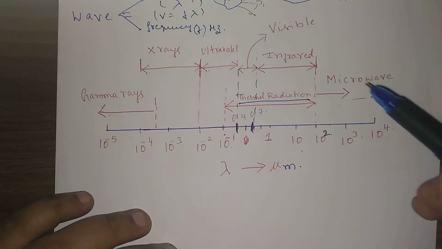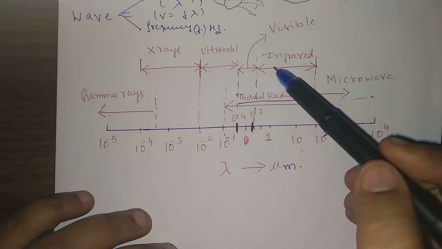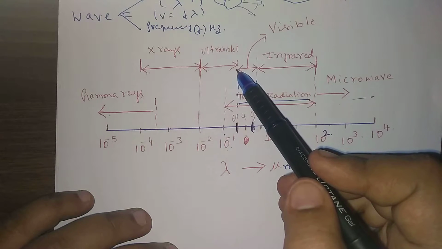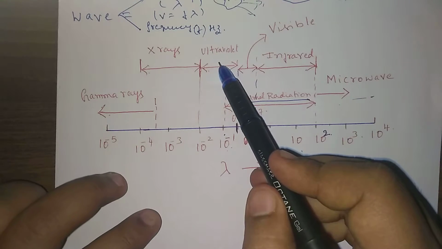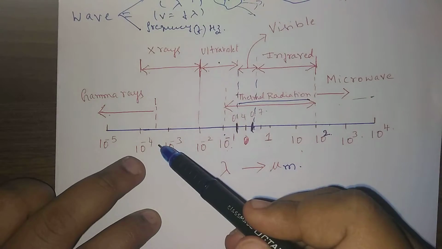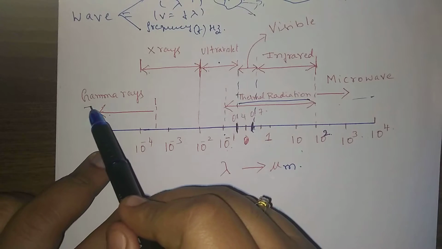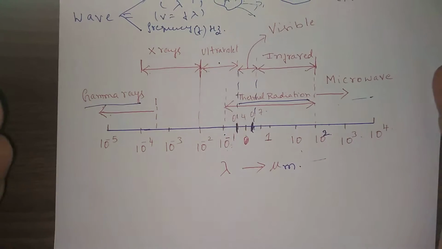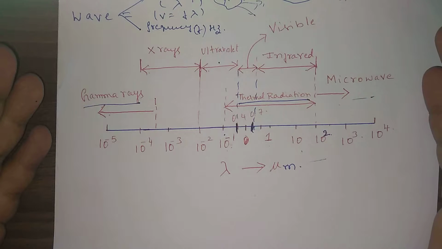Now if you see the infrared, after 10 to the power of 2 is what is called microwave, and between 10 to the power of 2 and 0.7 is what is called infrared. Then from 0.4 onwards, till 10 to the power of minus 2, it is ultraviolet, and beyond 10 to the power of minus 2 is what is called X-rays, and between 10 to the power of minus 4 and minus 3 and onwards it is what is called gamma rays. So this is a brief map, or I can say a brief spectrum of waves, where different types of waves and rays fall.